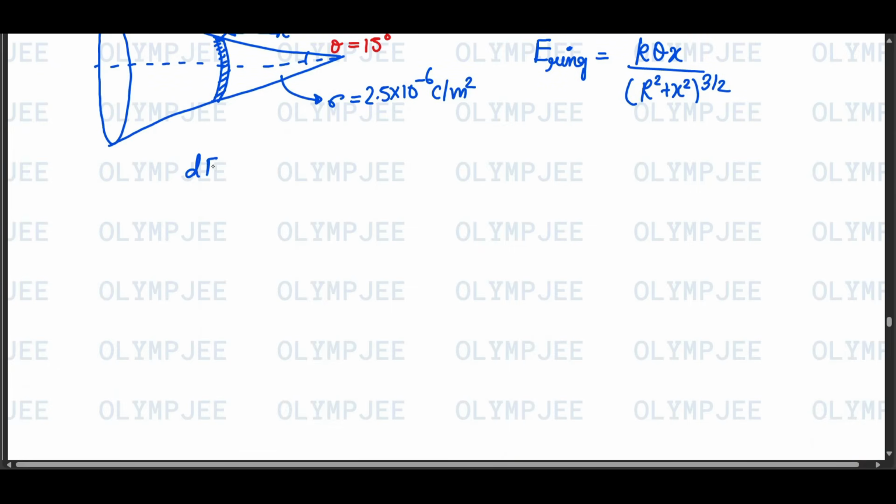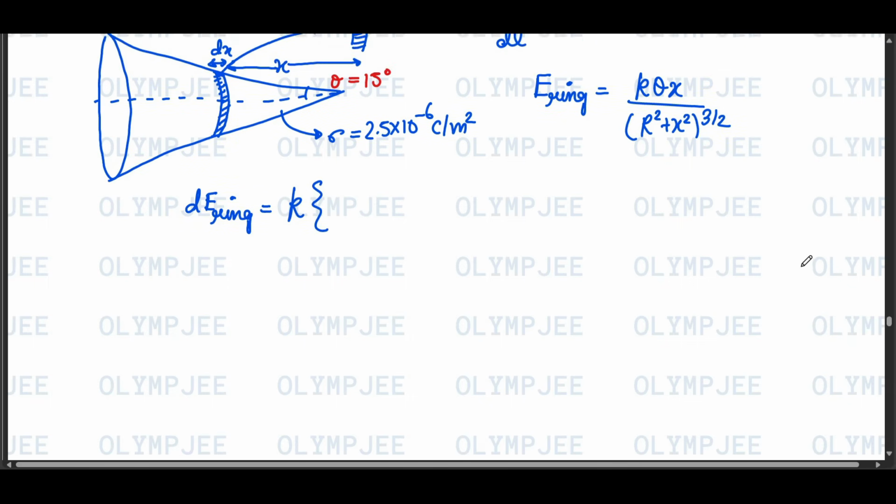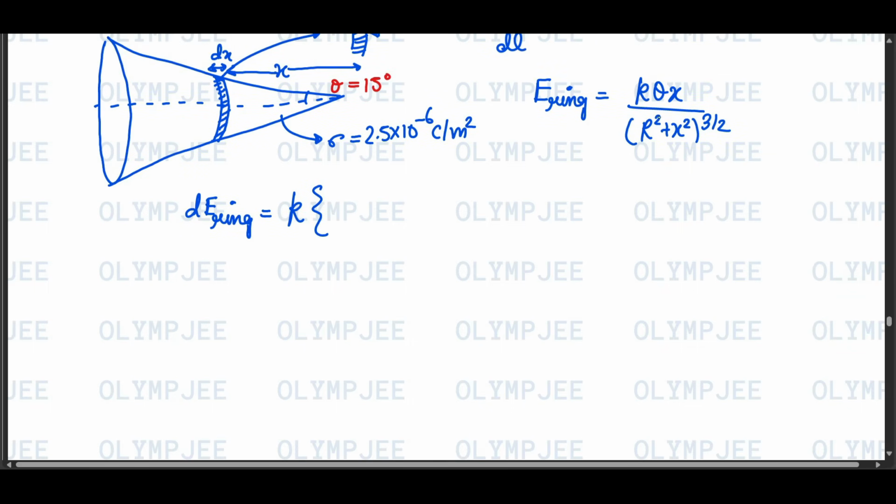So dE due to the elemental ring is given as k multiplied by charge. The charge on this elemental ring is the surface charge density multiplied by the surface area, and the surface area can be written as 2 pi x, and the radius will be this, and this is x, right?